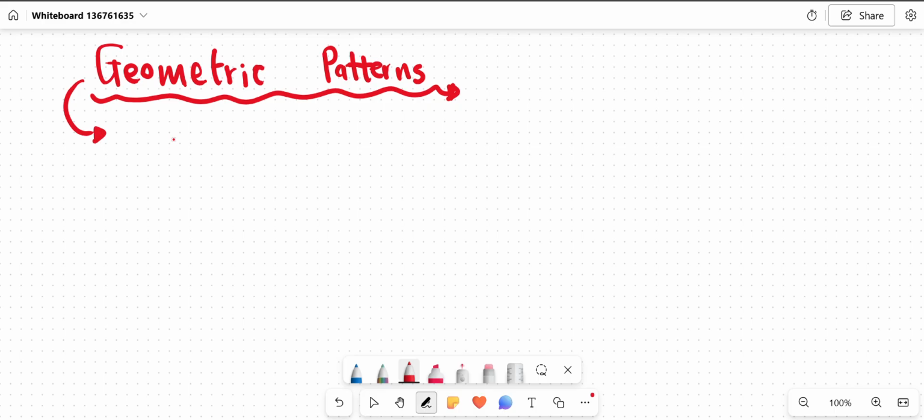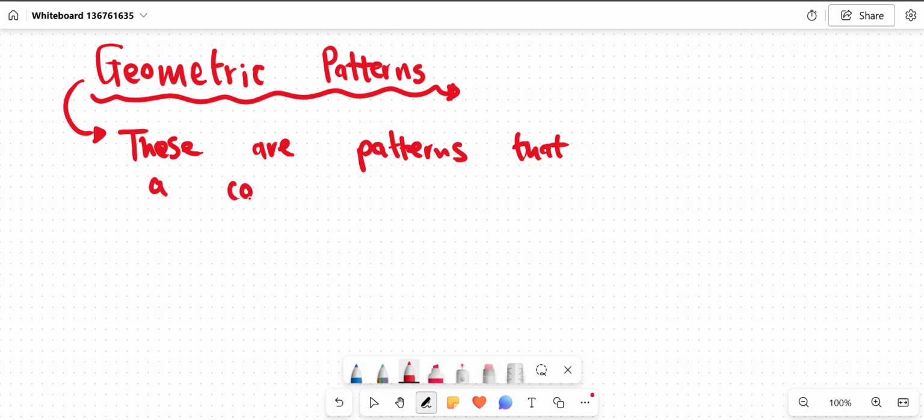So what are geometric patterns? These are patterns that have a constant ratio. So unlike arithmetic patterns or quadratic patterns, these ones are categorized by having a constant ratio. So what does that actually mean?